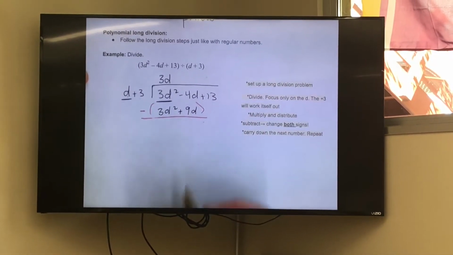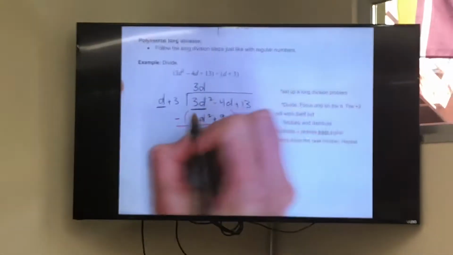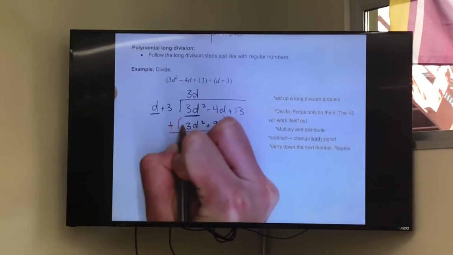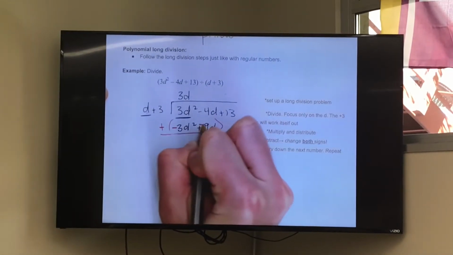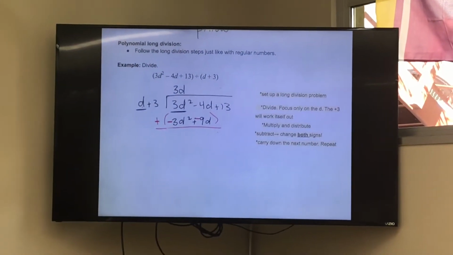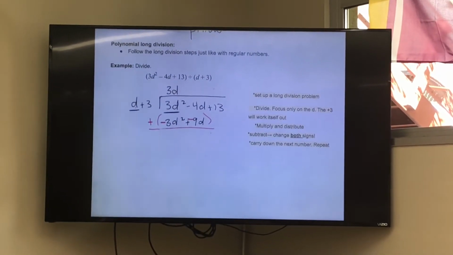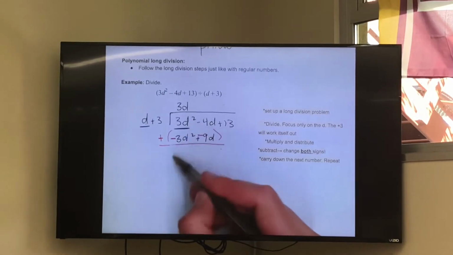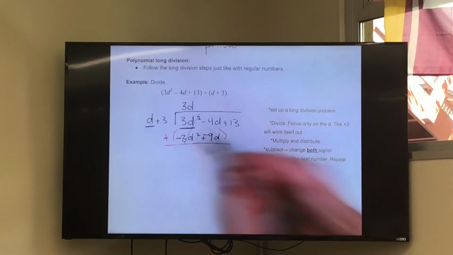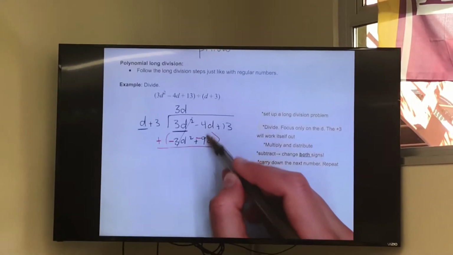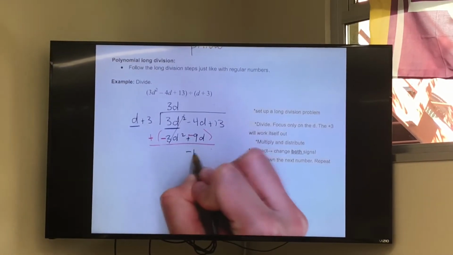So what you want to do is you need to change the sign. So I'm going to change that to a plus. This becomes negative, and this becomes negative. So both terms change sign because you're subtracting the whole thing. Okay, now we subtract. Those would cancel. And then a negative 4d and a negative 9d would give you negative 13d.